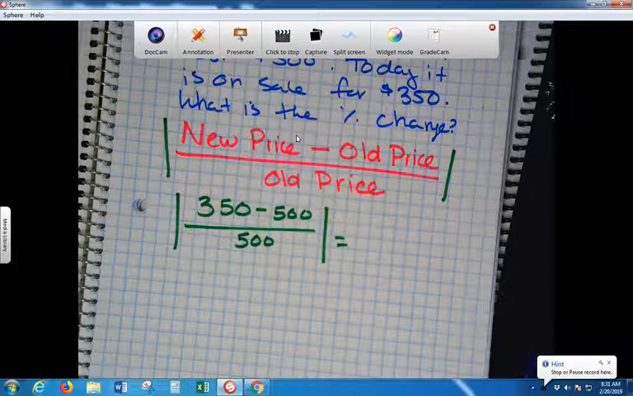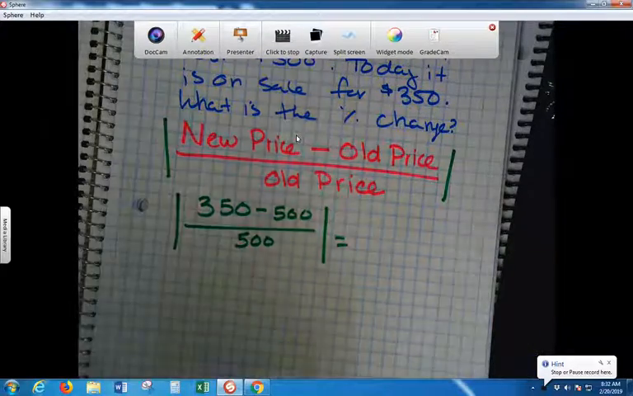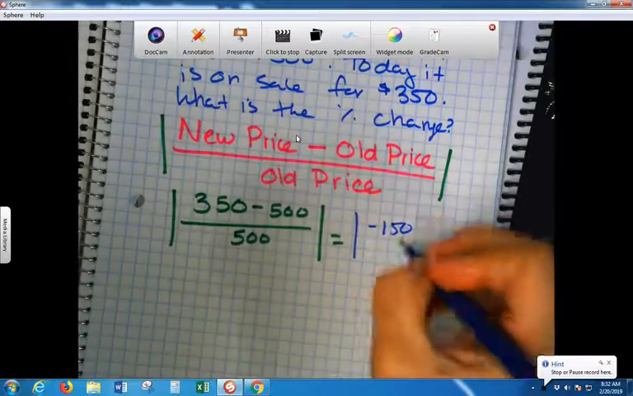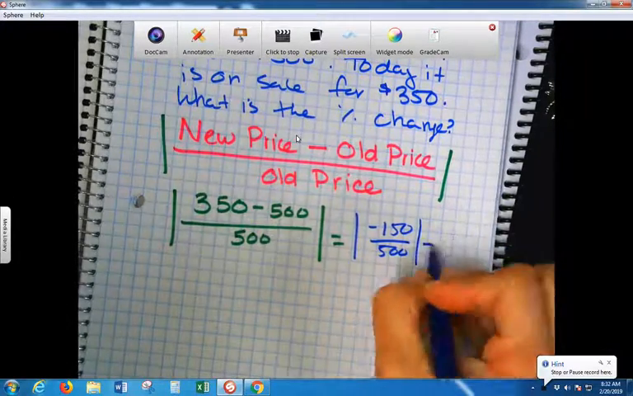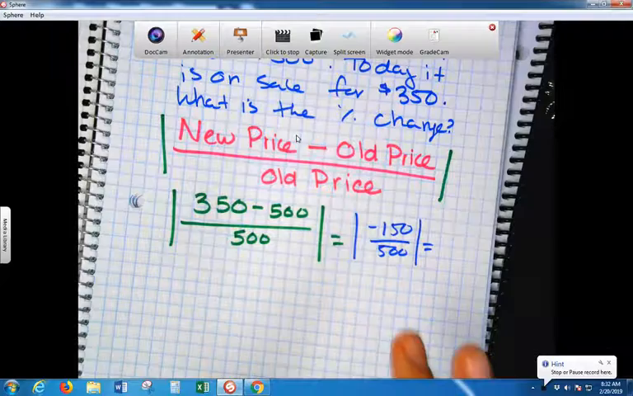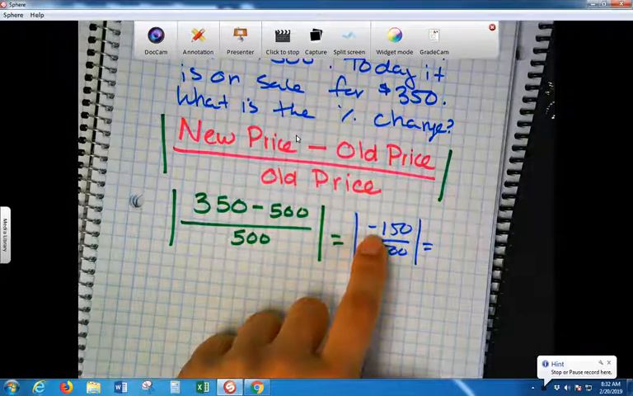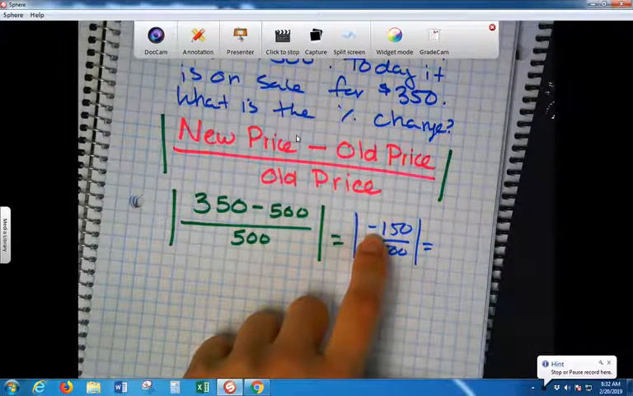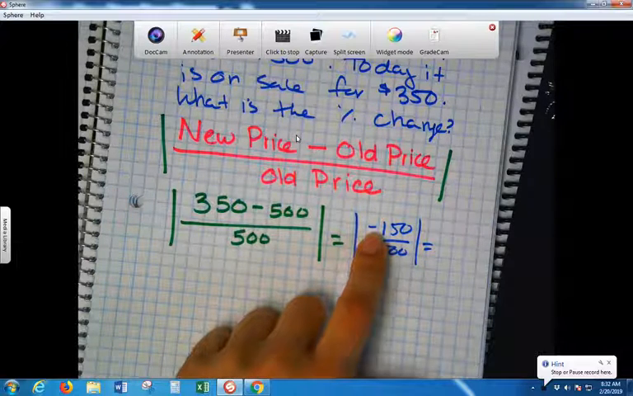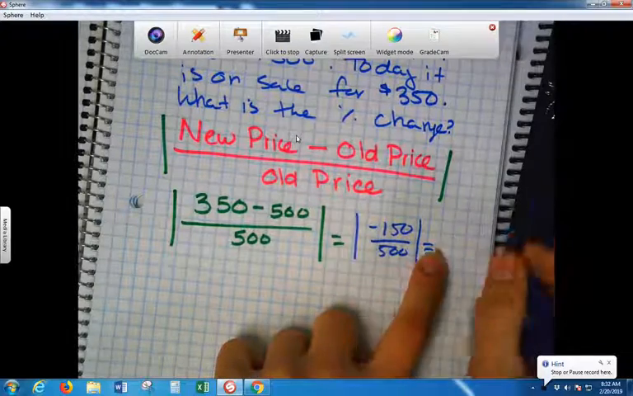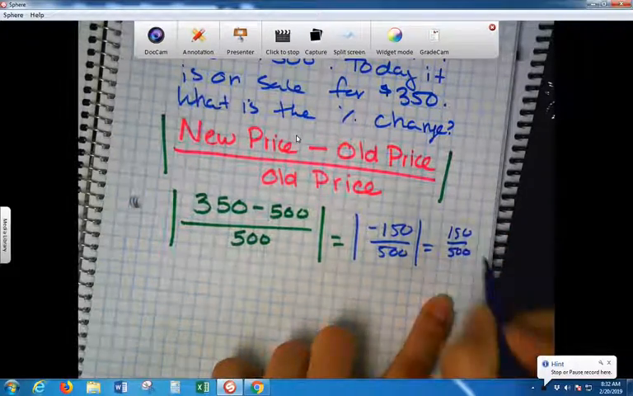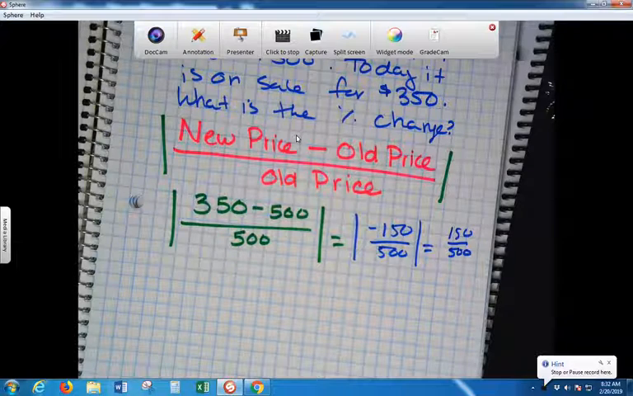Okay, so what's 350 minus 500? Negative 150 over 500 in the bars. So we take it out, and all that negative number means is that you had a decrease, right? Did the price go down? Yeah, so the negative means it went down, you had a decrease. So this is equal to 150 over 500. So far, are you following me? We're okay? Okay.